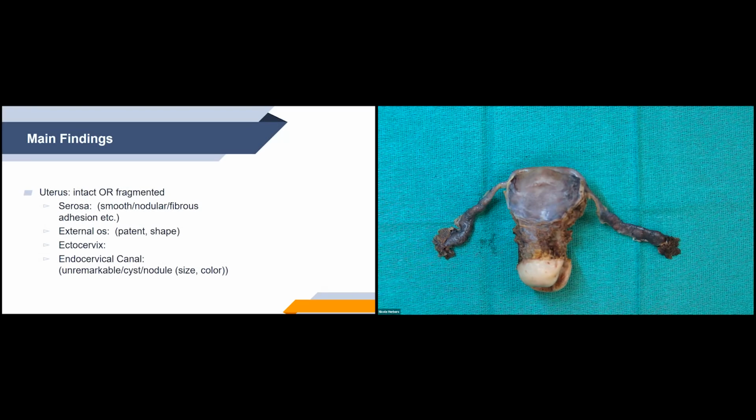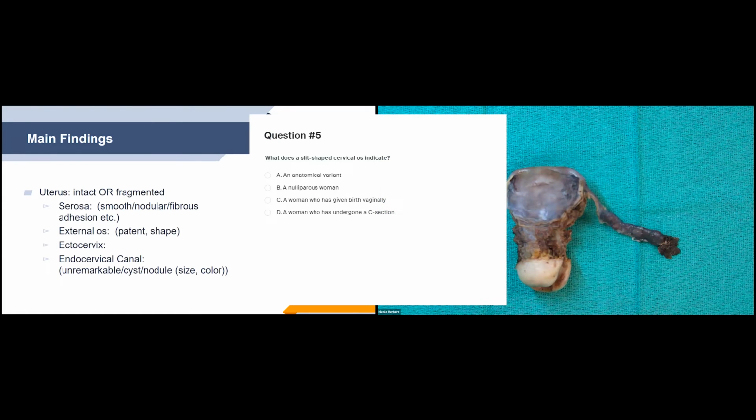And so main findings will state if the uterus is intact or fragmented, talk about the serosa, talk about the external os, so if it's patent, and the shape of it. And I'll put up our next question in regards to this. So what does a slit-shaped cervical os indicate?